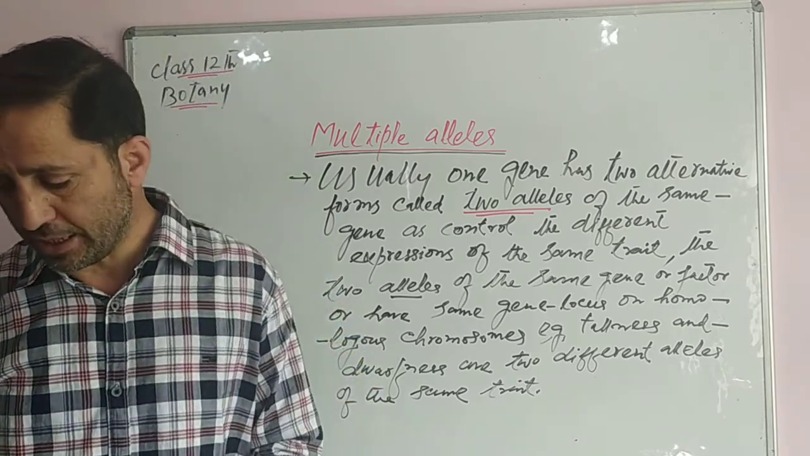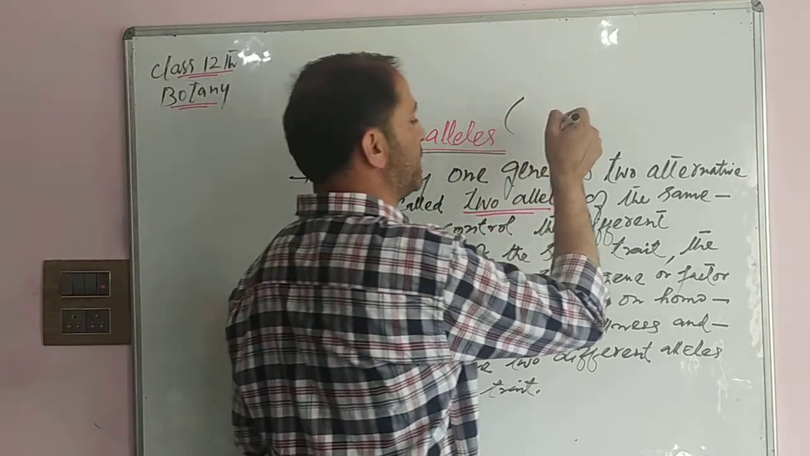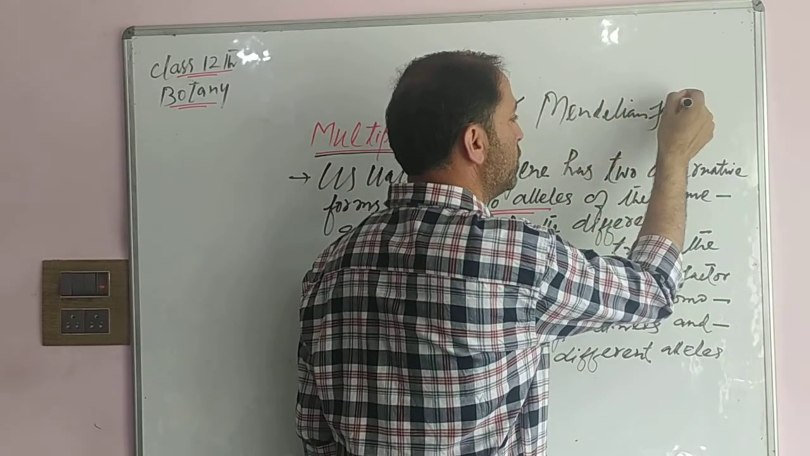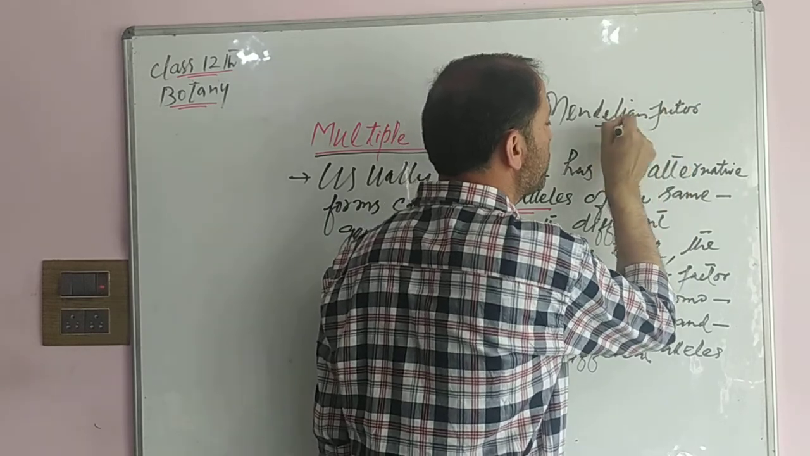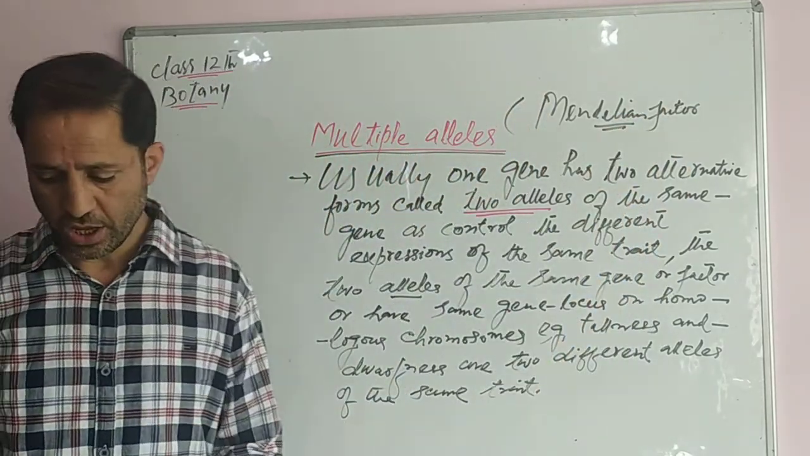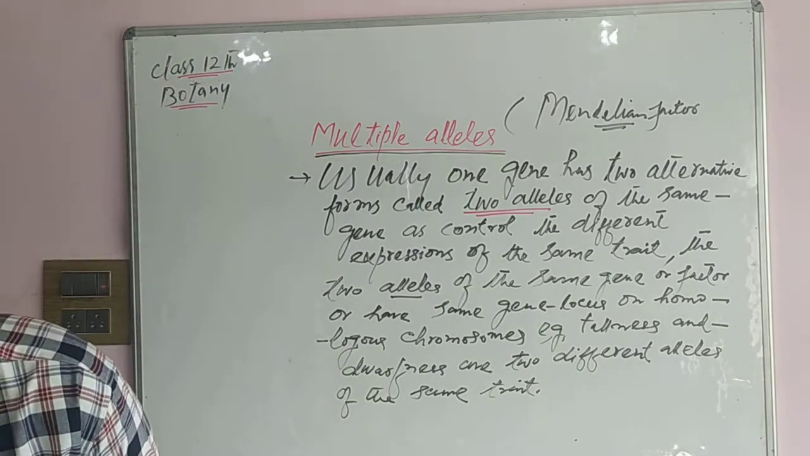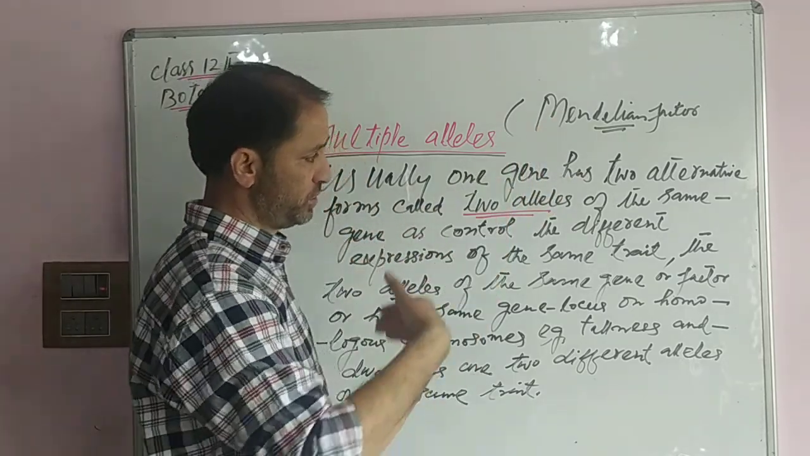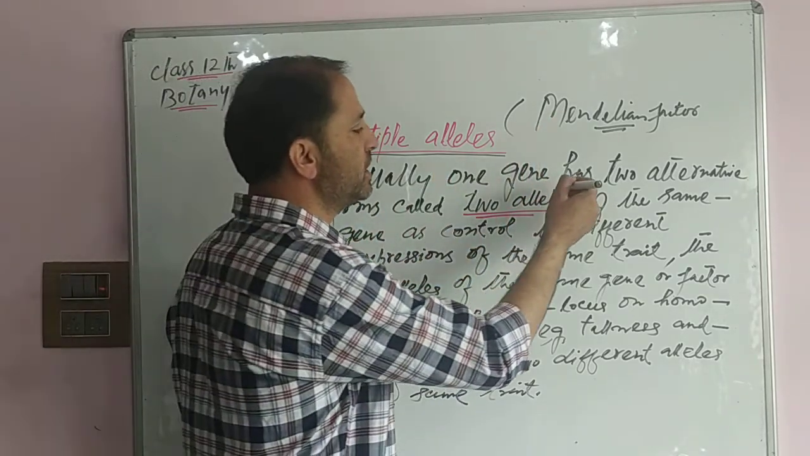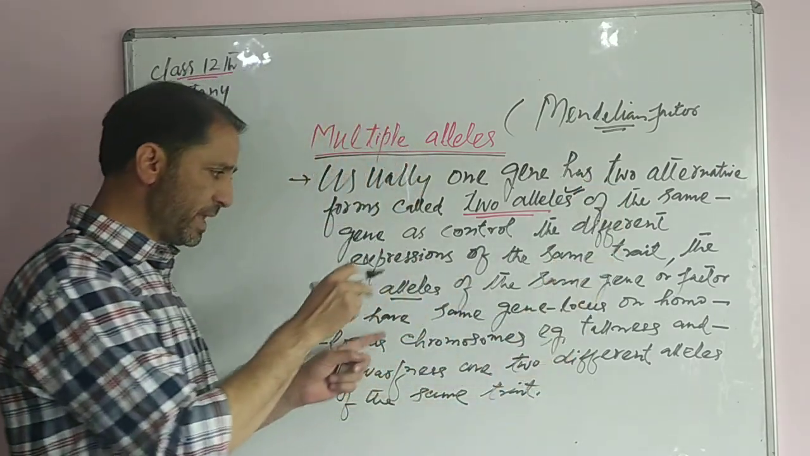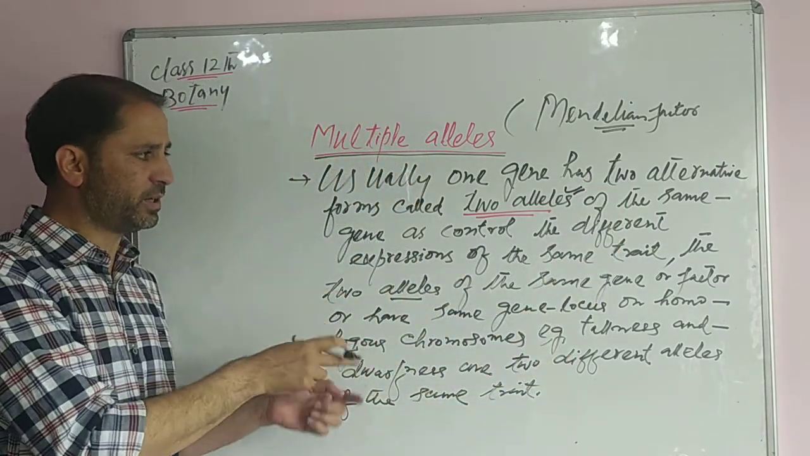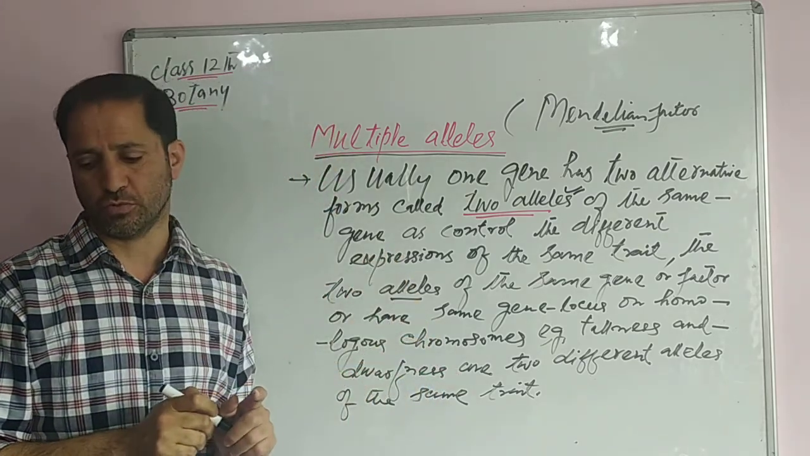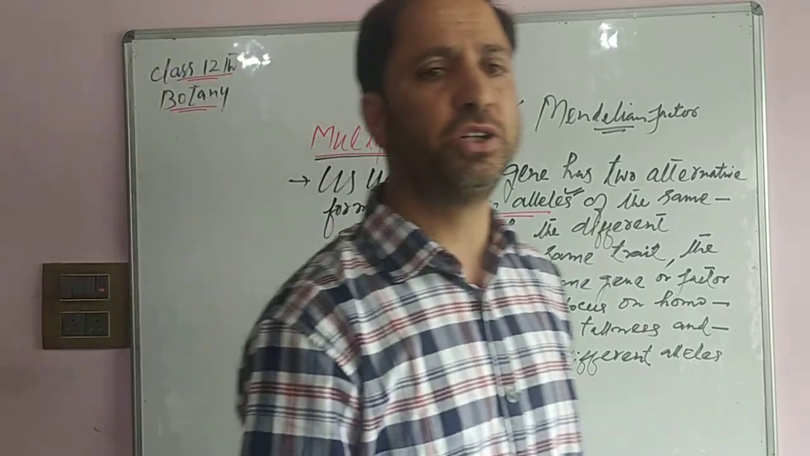In case of a Mendelian factor, the Mendelian factor को ही हम जीन कहते हैं. यूजुअली हम देखते हैं एक मेंडेलियन फैक्टर के दो अल्टरनेटिव फॉर्म्स जो है उनको हम एलील्स कहते हैं. They control the same character, different traits of the same character, different forms of the same character, and they have the same position on the homologous chromosomes. This is usual. One gene has two alleles.